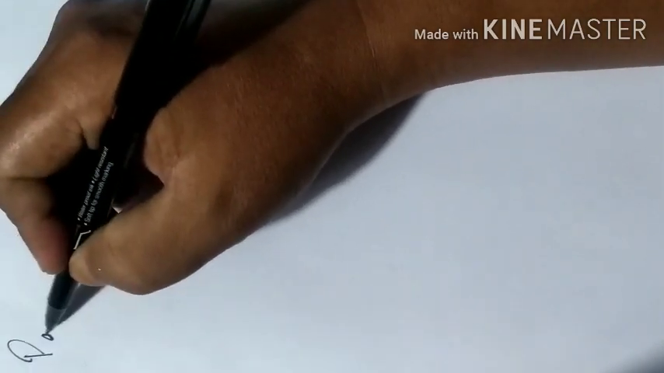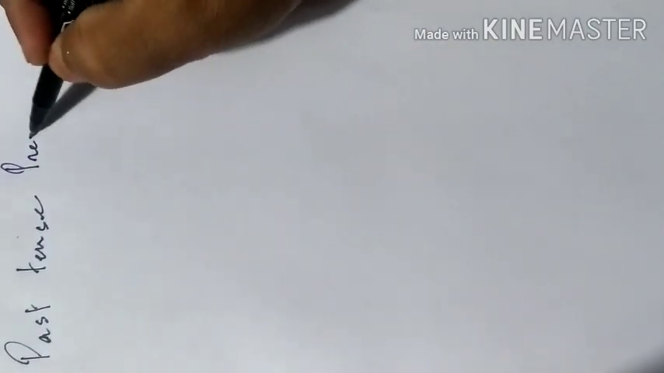Now we are going to study tenses once again. As I have already explained earlier, there are three different kinds of tenses. They are the past tense, then the present tense, and the future tense.